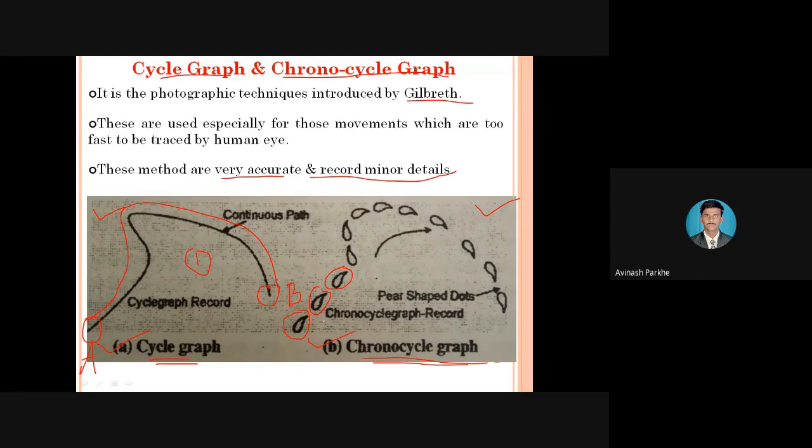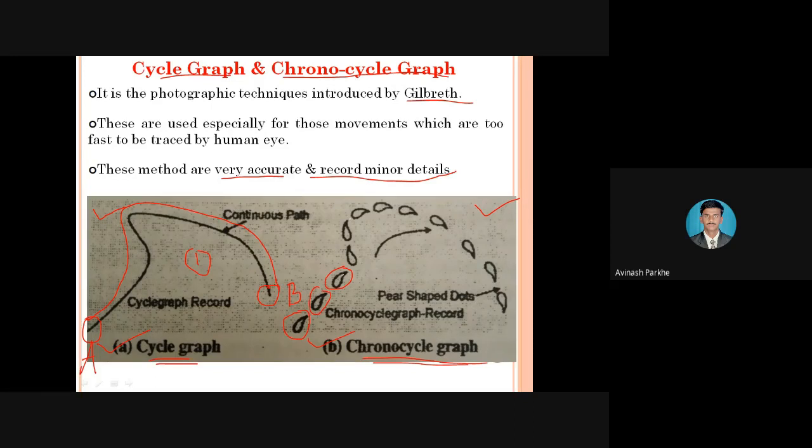the hand, and we are observing the movement of the LED or the movement of the hand by using the camera. But whatever output you get will not be in a continuous line only. The output in the case of a chronocyclegraph is obtained in the form of pear-shaped dots. These dots are called pear-shaped dots, and they have pointed ends. You can see at each and every dot, it has a pointed end. That pointed end represents the direction of movement.